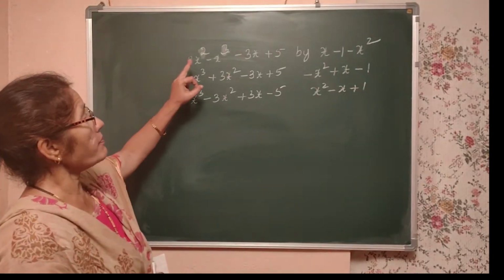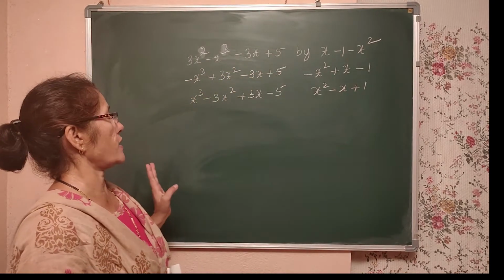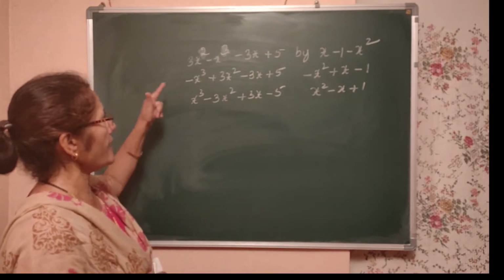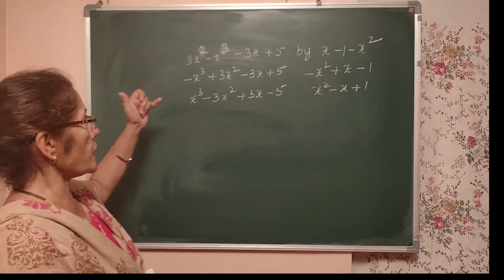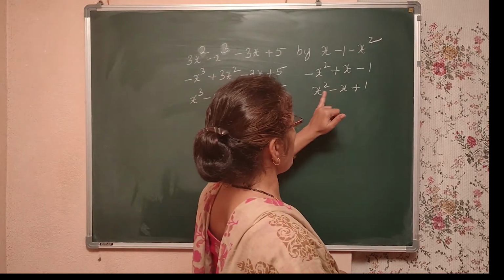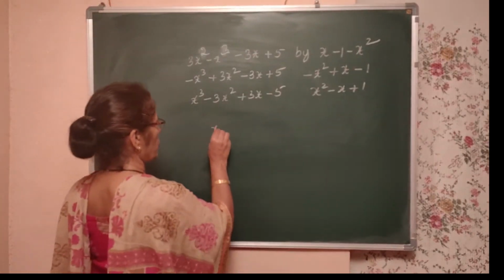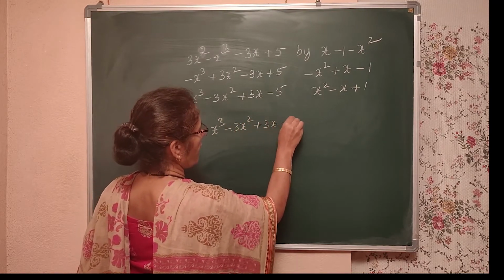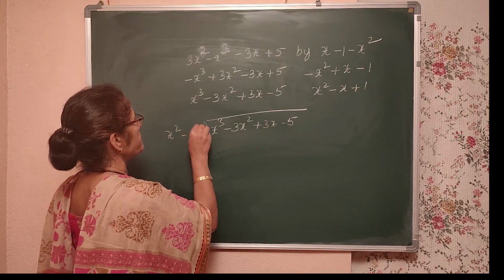So what is your first step? You wrote in order cube, square, x and constant. Now I didn't want minus sign in the beginning, so I change that sign. Minus becomes plus, plus becomes minus whenever I multiply by minus 1. So x cube minus 3x square plus 3x minus 5 divided by x square minus x plus 1. Now very comfortably I can do the division.